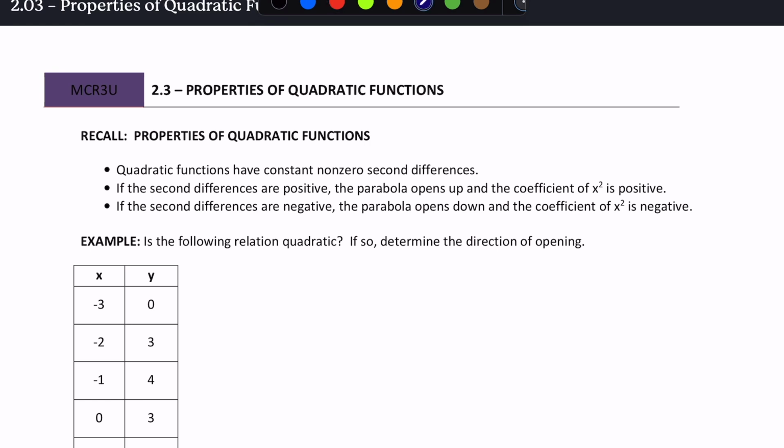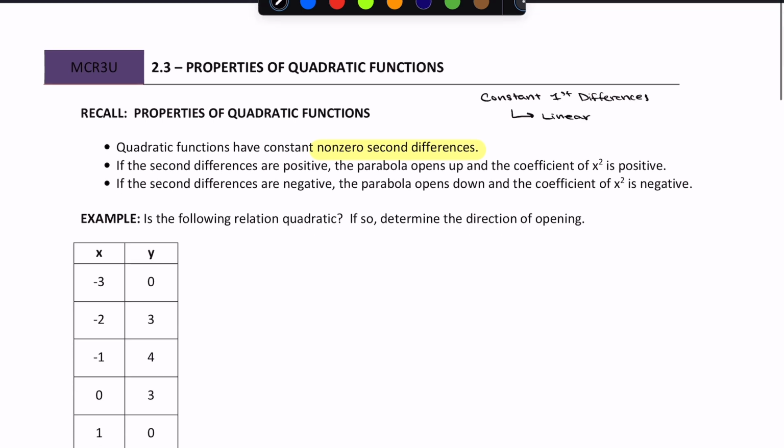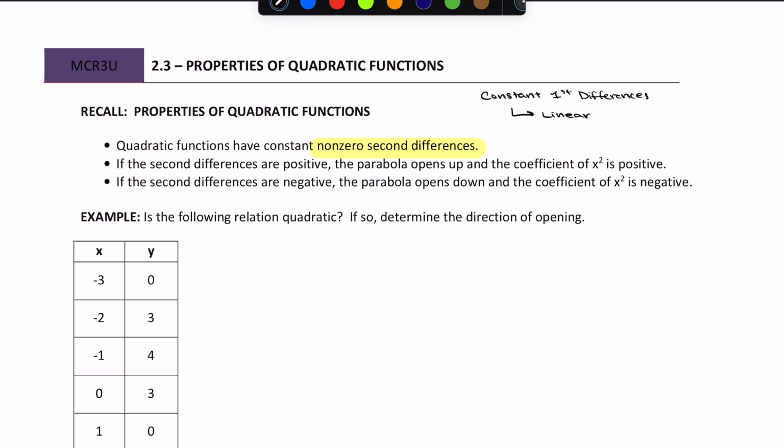Today we'll be looking at properties of quadratic functions. So if you recall, quadratic functions have constant non-zero second differences. Remember, constant first differences means that it's linear. So constant second differences indicate to us that it's quadratic.